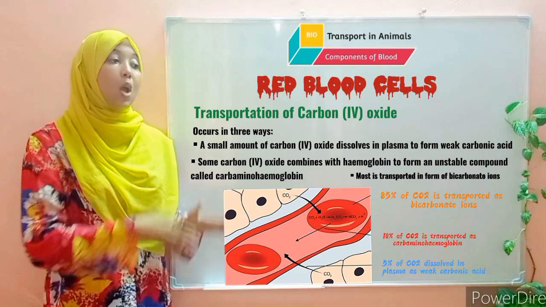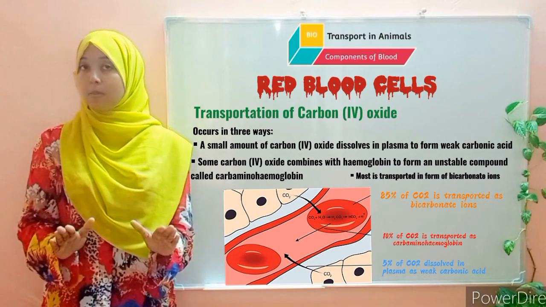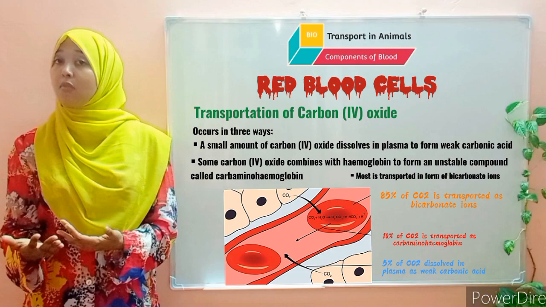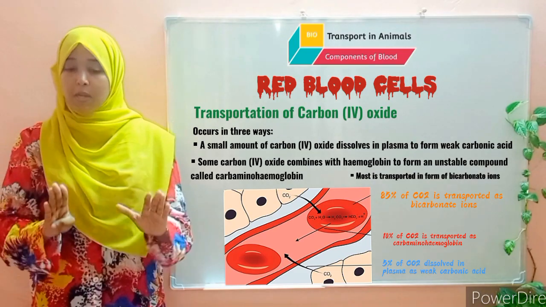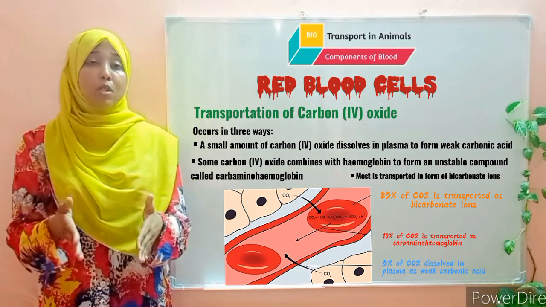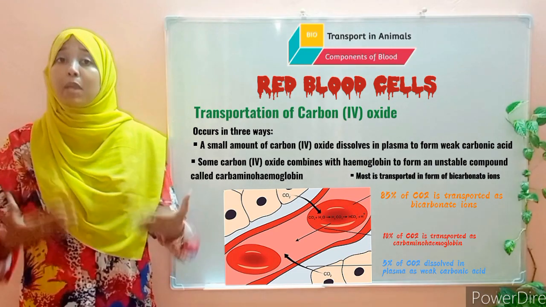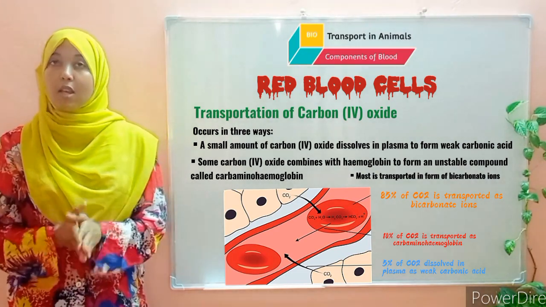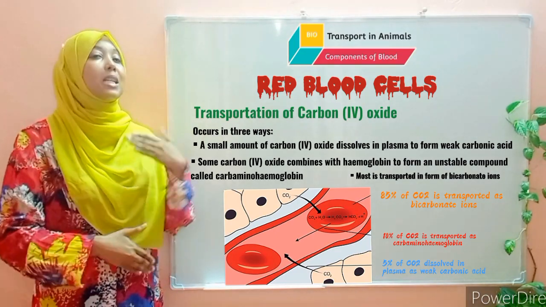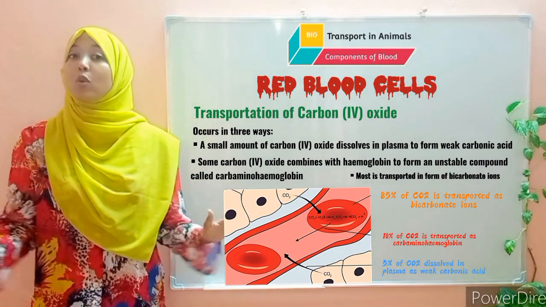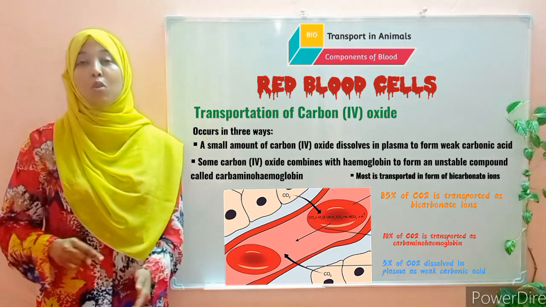Another reason is that when in the form of bicarbonate ions, the carbon 4 oxide cannot affect the pH of the body fluids. What do I mean by this? pH refers to a measure of the acidity or alkalinity of a substance. Just imagine if most of the carbon 4 oxide was being transported as weak carbonic acid. How will this affect the pH of the blood? It will drastically affect it. Thankfully, that is not the case. When it's transported in the form of bicarbonate ions, it does not alter the pH of the blood. So, win-win situation. These are the two reasons why it's advantageous for the body to transport it in the bicarbonate form.